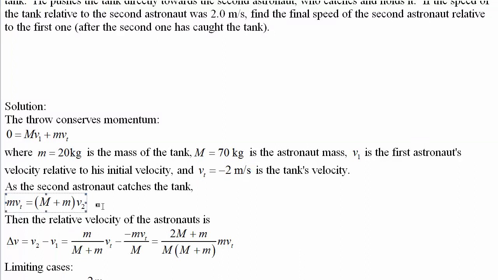As the second astronaut catches the tank, the mass changes. So we've got the mass m times the velocity of the tank plus big M, the astronaut mass, times the velocity of that second astronaut originally, which was 0. That's why the left-hand side is just m v_T. And that's equal to the new combined mass of the astronaut and tank times the new velocity of that astronaut.